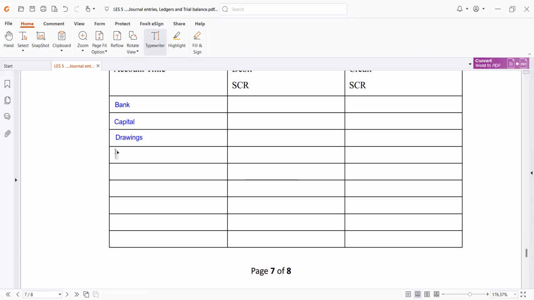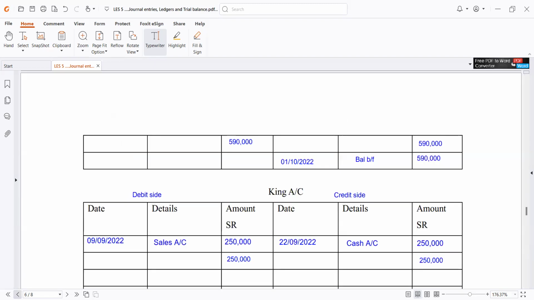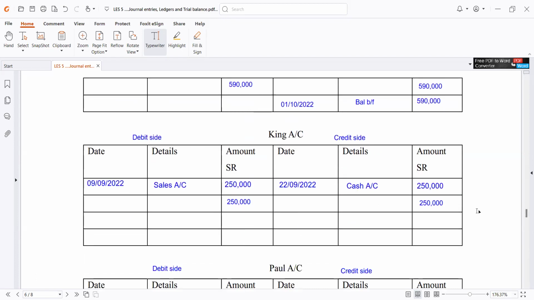Then we go to Jane account. Jane, we go to purchases account. Then we go to furniture. Then rent. Then sales. We have sales here. Then from sales, King account again, we didn't have anything to do with King. This one is King account. Look at King account. No closing balance. So we just proceed.